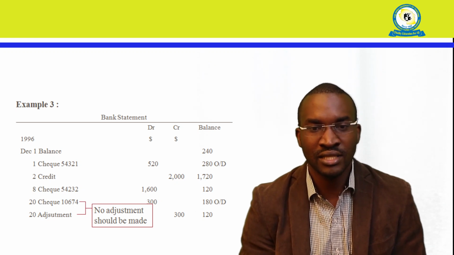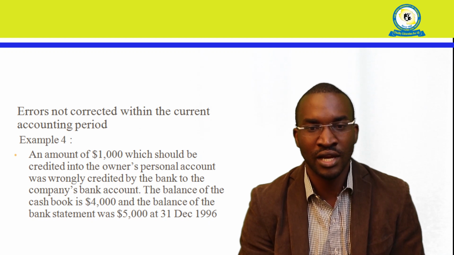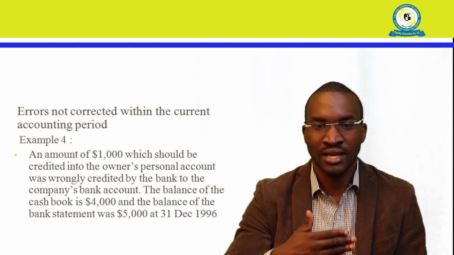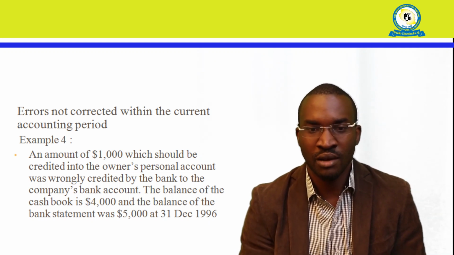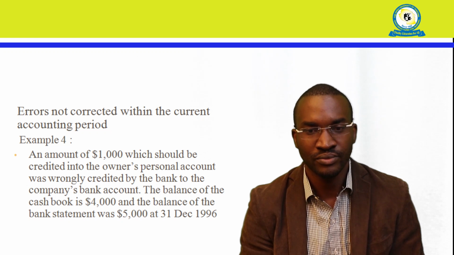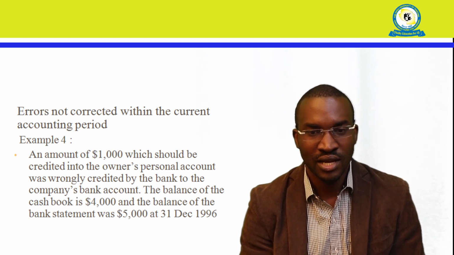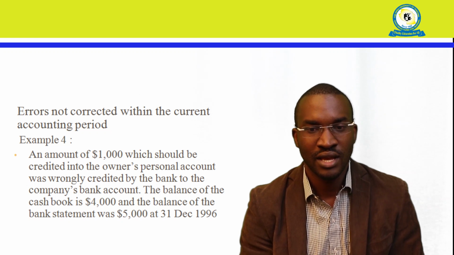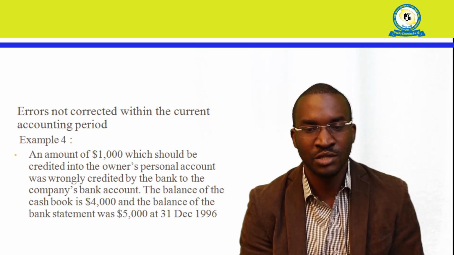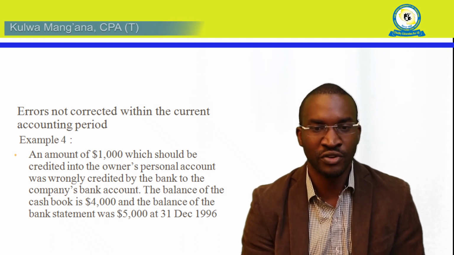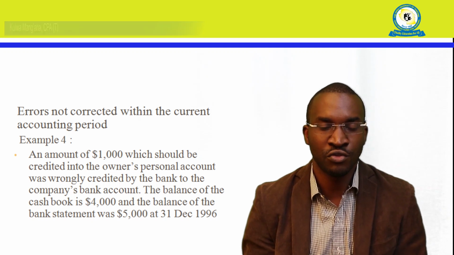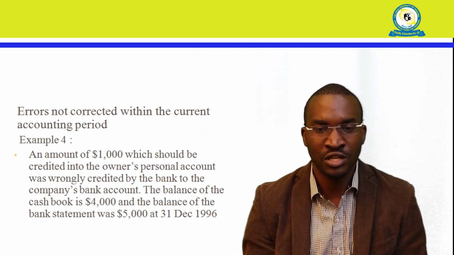But now, errors that have not been corrected within the accounting period, errors that have persisted. For example, an amount of let's say 1,000 which should be credited into the owner's personal account was wrongly credited by the bank to the company's bank account. Now the balance of the cash book is 4,000 and the balance of the bank statement is 5,000. So you see there's a difference here.